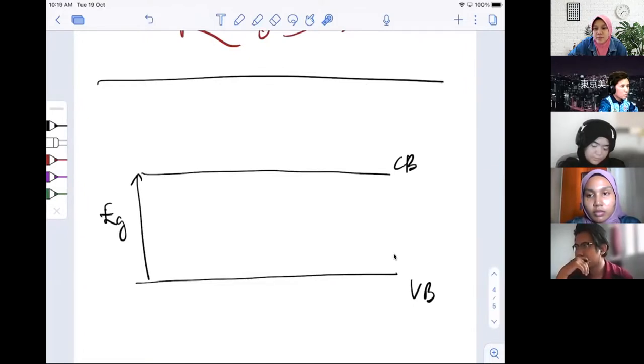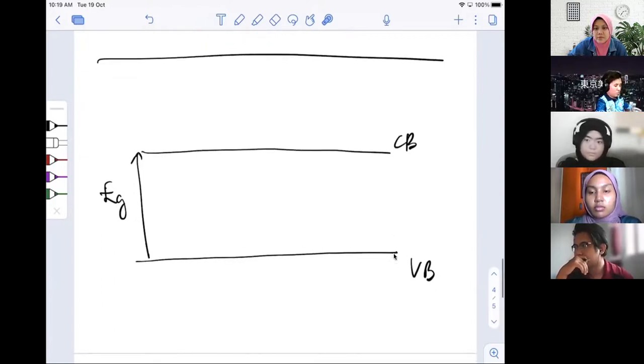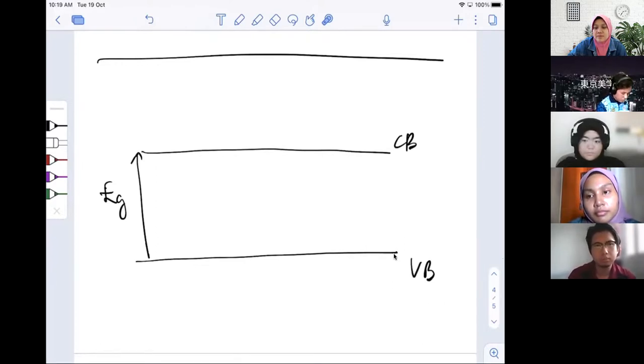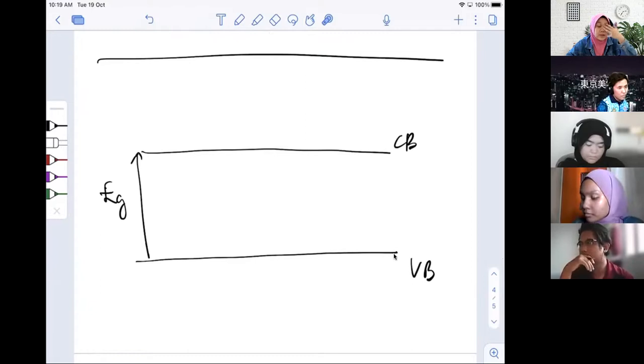Now, so that's clear. If I ask you about the Fermi level, for an intrinsic semiconductor band gap, where will the Fermi level be? Exactly in the middle. Why? Because the probability of finding a free hole and a free electron are the same. Okay, very good.